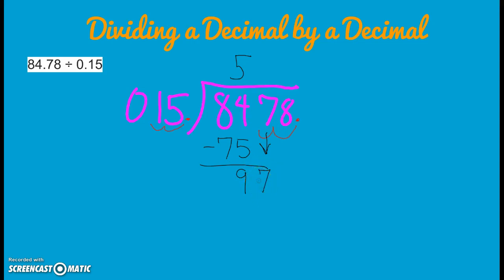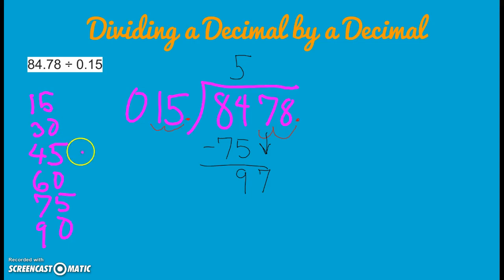Now I'm going 15 into 97. Well, I need to write these out just to help myself again. So just like on the clock, 15, 30, 45, 60. We already know that 5 times 15 is 75, and 15 more is 90. So I'm not going to get another 15 out of 97.